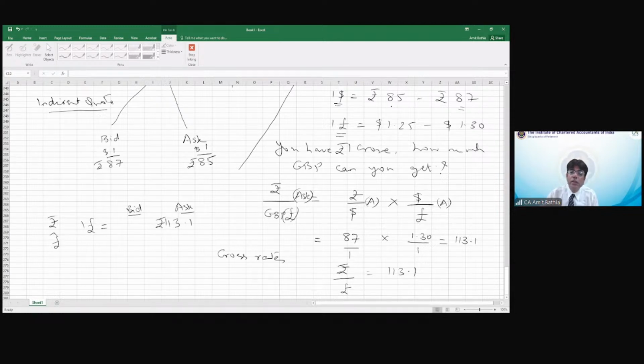Yes. It will be 85 into 1.25. So how much will that come to? 106.25. So this is my bid rate and ask rate based on cross rate computation, which we have done.